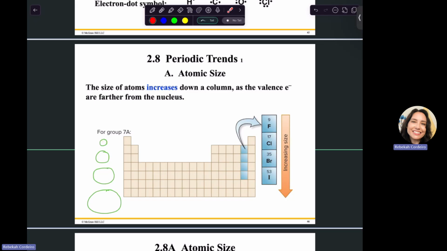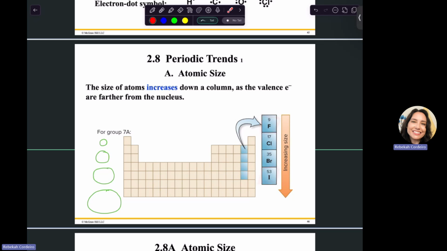Remember that opposite charges attract. Your nucleus is positive and your electrons are negative. So the farther away those two particles are, the easier it is to remove the outer particle. So that's why we talk about these trends. They can tell us a little bit about how iodine might act differently than fluorine in a chemical reaction.